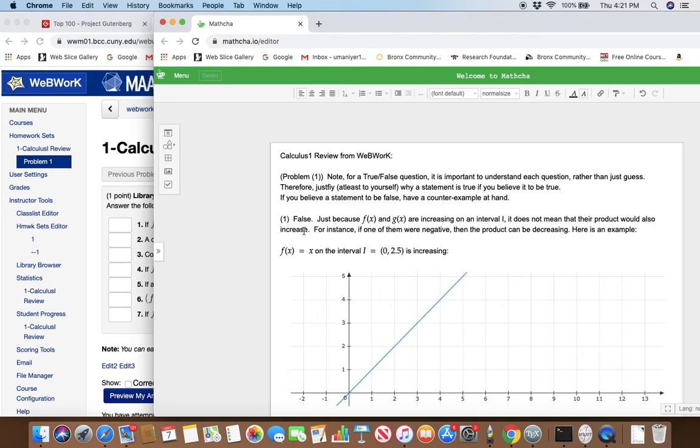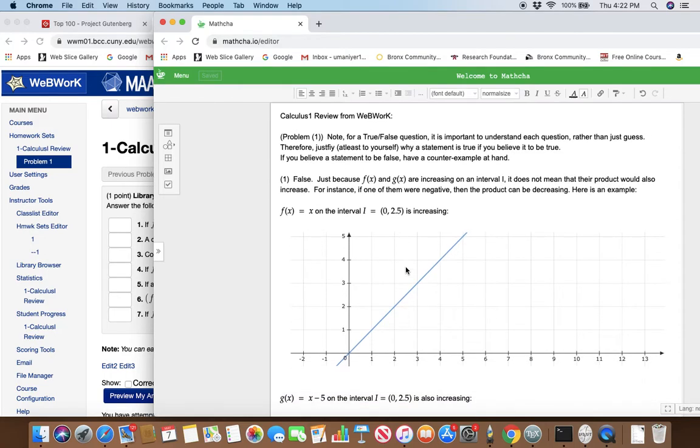One thing before I continue with the explanation: always note for a true-false question, it is important to understand each question, rather than just guess. Justify at least to yourself why a statement is true, if you believe it to be true. If you believe a statement to be false, have a counterexample at hand. That's what I'm producing now. My claim is, if f and g are increasing, it does not mean that their product should increase. Here is a counterexample.